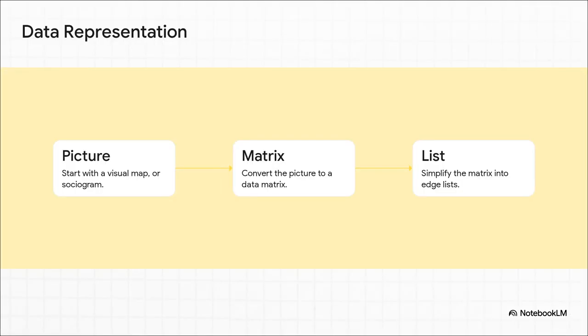So how do we get from this messy, real-life web of people to something a computer can actually crunch? It's basically a three-step process. You start with a visual map, it's called a sociogram. Then you turn that picture into a data matrix, which is pretty much just a spreadsheet saying who is connected to who. And finally, to make it super easy for a program to read, you simplify that spreadsheet into a long list of all the individual connections.